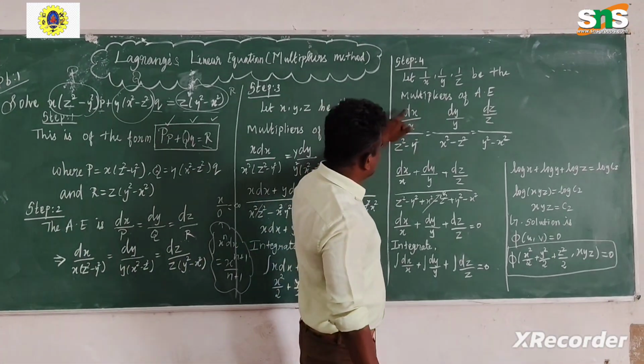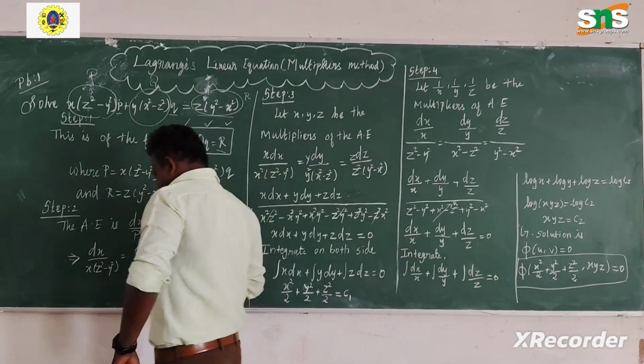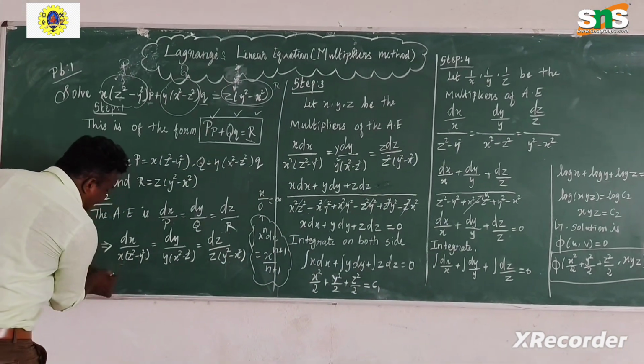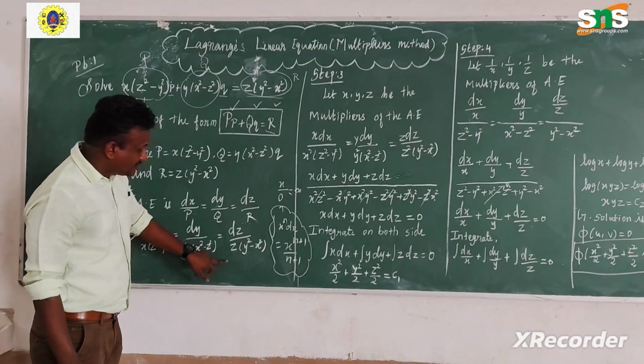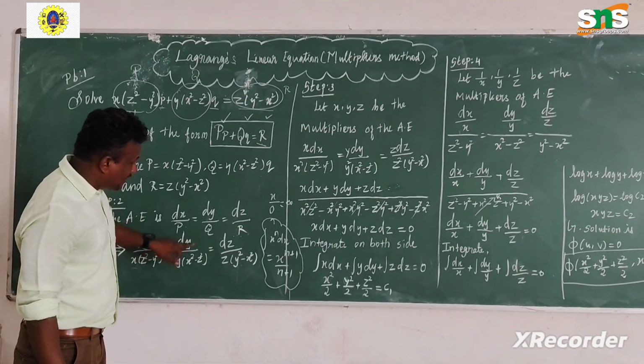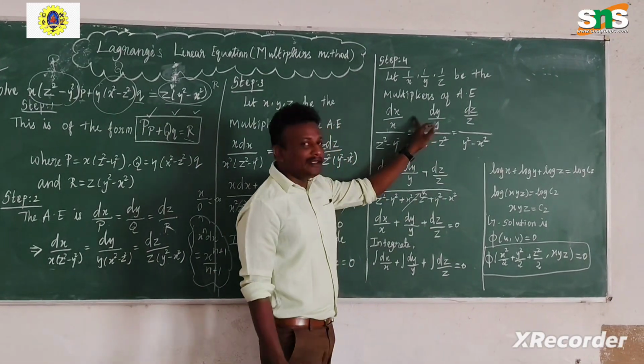After dividing by x, dx by x is divided by x, so this x will be cancelled, right? Similarly here y will be cancelled, here z will be cancelled, and you will have dy by y and dz by z only in the numerator. So that I have written here, right?